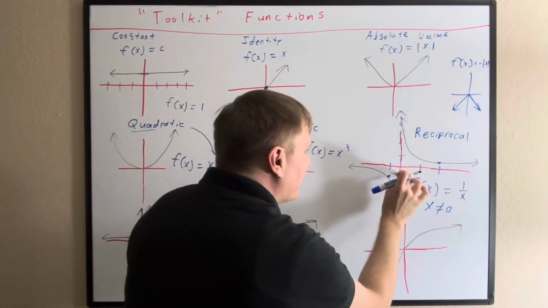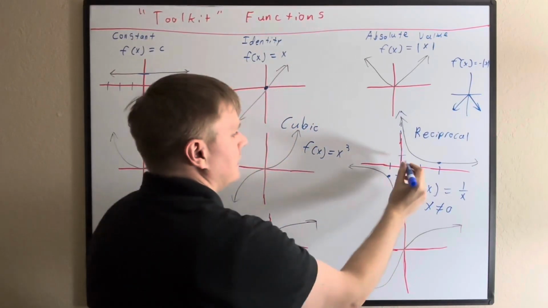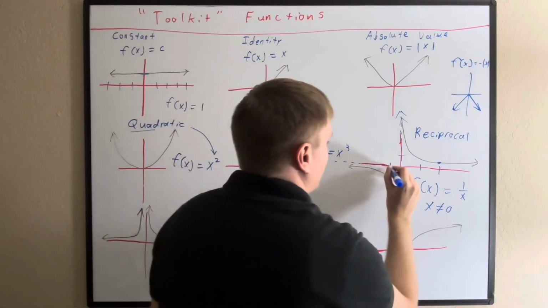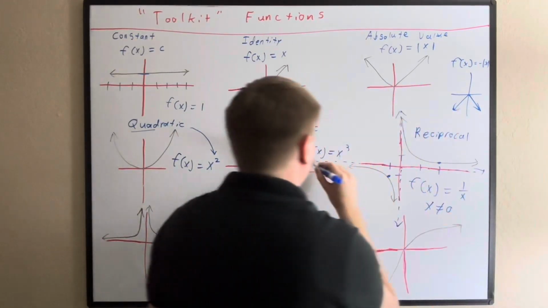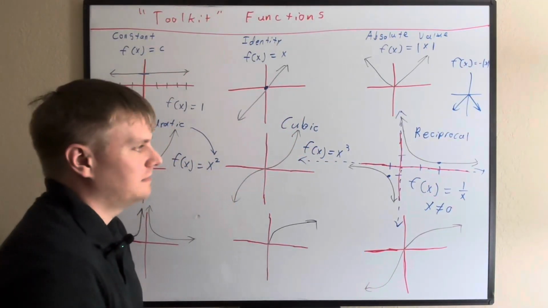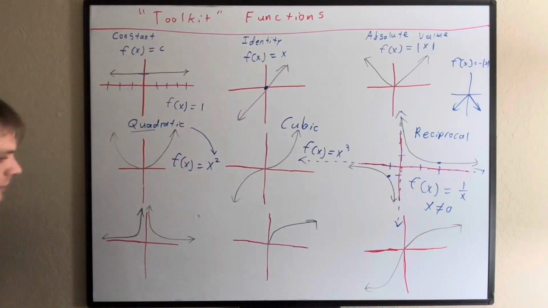It slows down though, because it can't hit 0 either. So your output is kind of like an asymptote in itself. It's interesting. Anyways, that's a reciprocal function. What's this one?